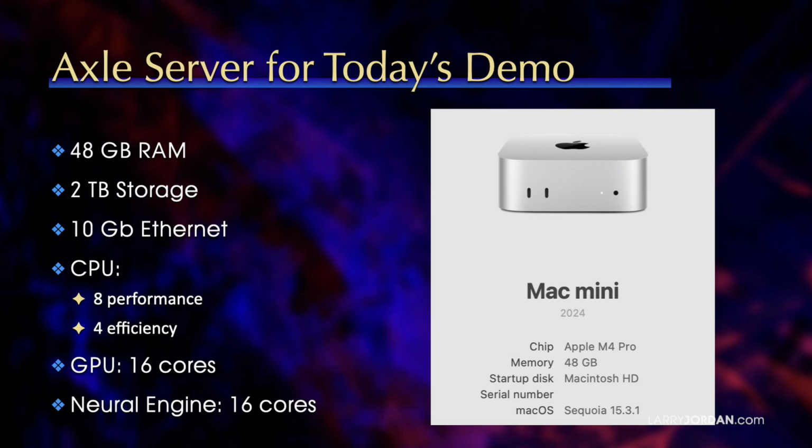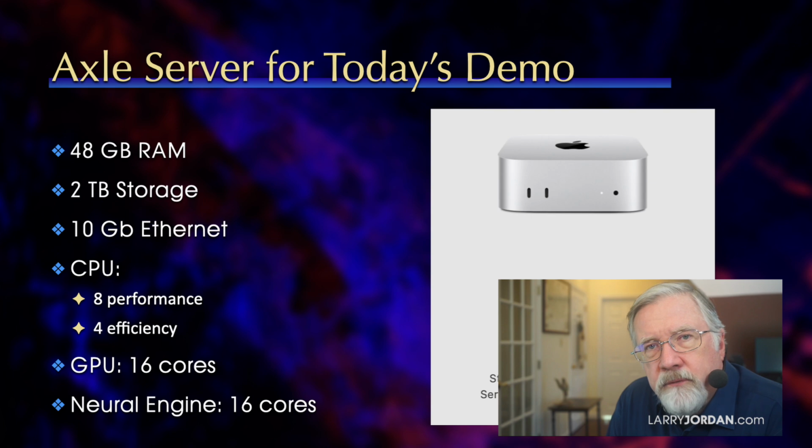This is the server I'm using for today's demo. It's an M4 Pro Mac Mini, 48 gig of RAM, 2 terabytes of storage, 10 gigabit Ethernet, CPU with 8 performance cores and 4 efficiency cores, 16 GPU cores, and 16 neural engine cores. This is perfectly fine for a system of whatever depth you need. It'll handle terabytes with no problem. You need more powerful computer if you have more users. So handling 20 users, this Mac Mini would be perfect. Handling 200, you'd probably need a bigger, more powerful server.